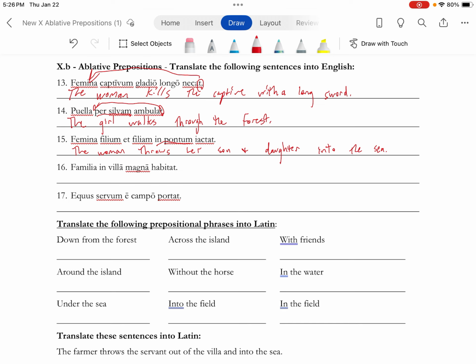Familia in villa magna habitat. There's our prepositional phrase. So the family habitat lives in villa magna, in a large villa.